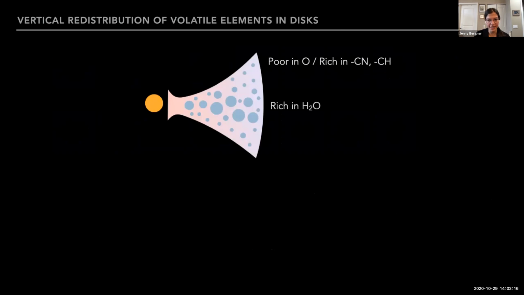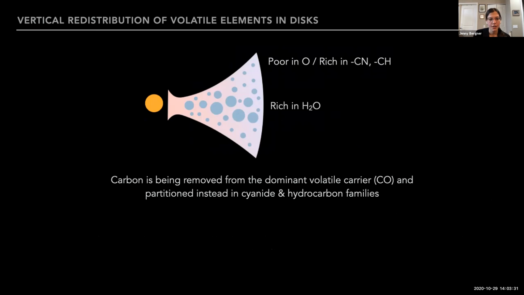So let's talk about the implications of this. What we've seen is that there's a large redistribution of oxygen between the atmosphere of these disks and the midplane. So we end up with an atmosphere that's very low in oxygen, but rich in chemical families like cyanides and hydrocarbons. What this is telling us is that carbon in the disk atmospheres is being removed from its dominant volatile carrier, which is typically CO, and is being partitioned instead into families like cyanides and hydrocarbons.